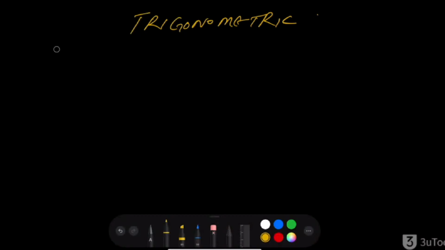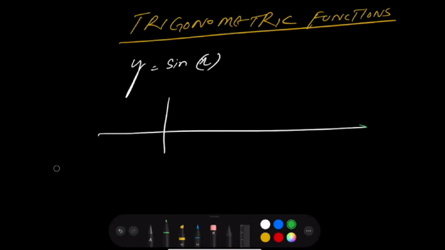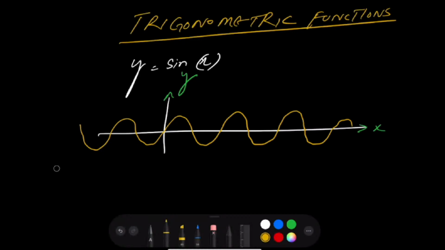Let us come to trigonometric ratios or trigonometric functions. Now trigonometric functions, the first function is y equals sin x. First I have to plot this y equals sin x. How will be the plot of y equals sin x? So this is the x-axis and this is your y-axis. Now the plot of y equals sin x will be something like this. I'll tell you why. And here also it will be like this.